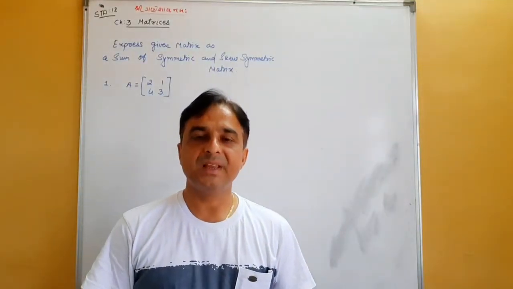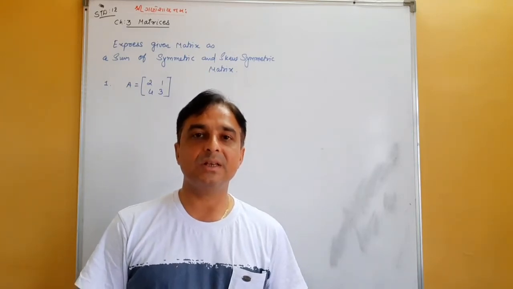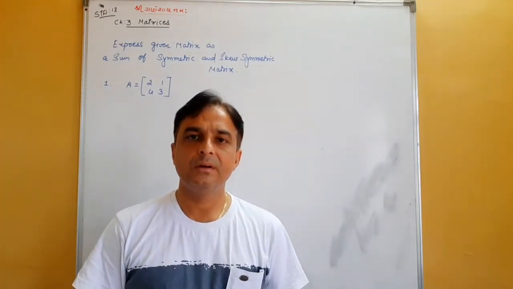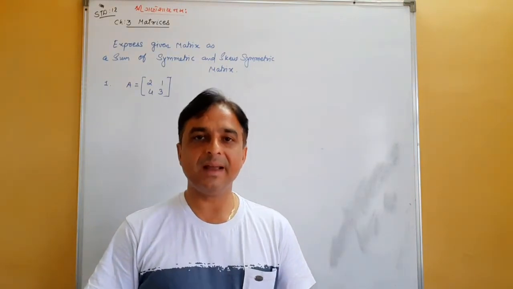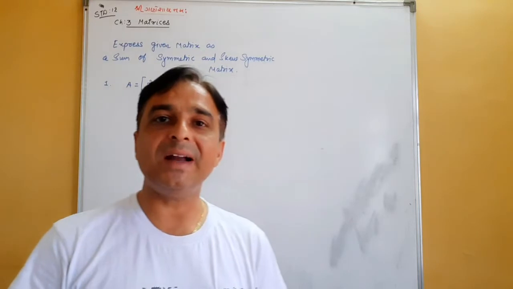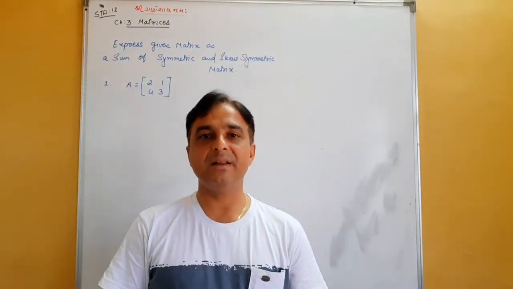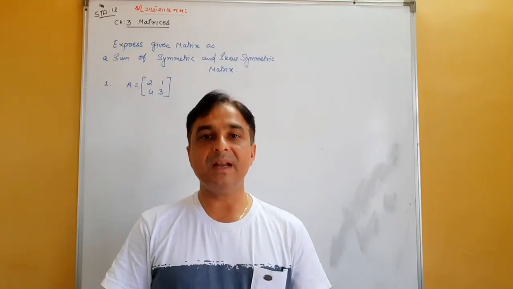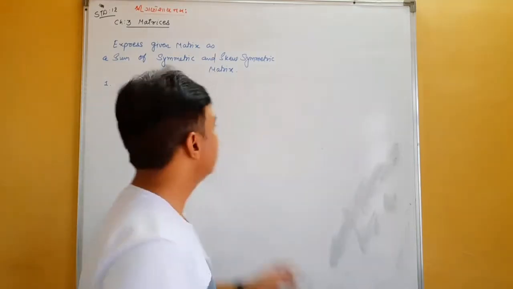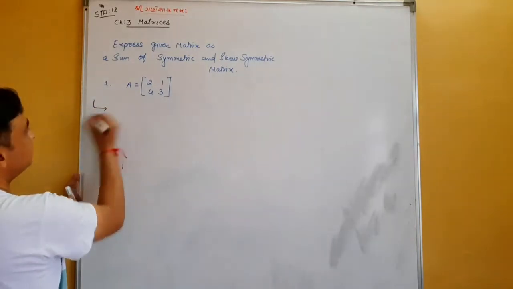Next question. Express a given matrix as a sum of a symmetric and a skew symmetric matrix. That means we have to find a symmetric matrix and a skew symmetric matrix, and the sum of those two matrices is our given matrix. For that, let's see.